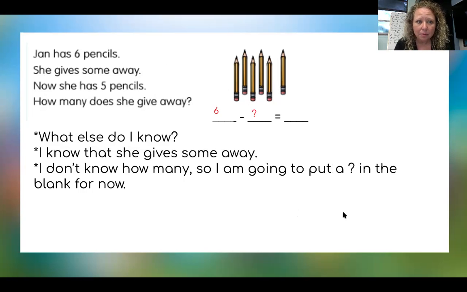What else do I know? Well, I know that it says in the second line, she gives some away. It doesn't tell us how many she gives away. But if you're giving something away, you're going to have less. So you're going to have a subtraction sign. I put a question mark in this box. You can just leave it blank.